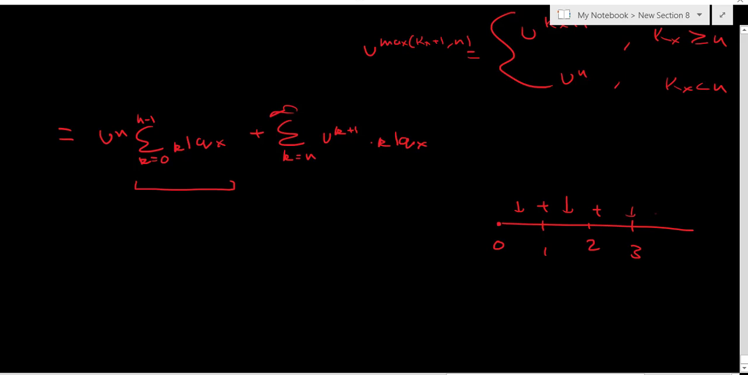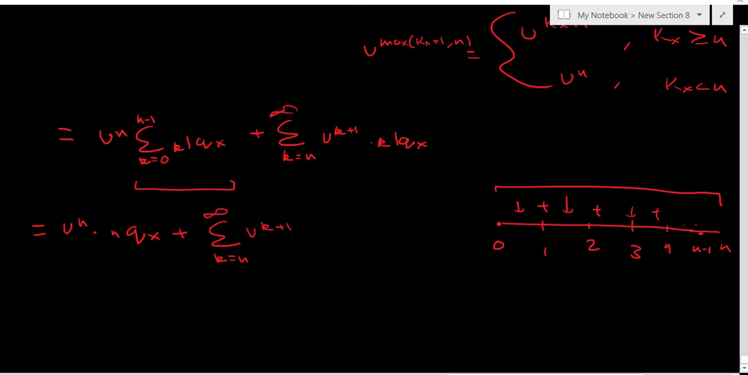Okay, so or he dies between time 3 and 4, going up till the probability that he dies between time n minus 1 and n. So this is basically the probability that the person dies between time 0 and n. All these mutually exclusive and exhaustive outcomes added together, so this just becomes v^n into n q_x, that is the probability that the person aged x dies within the next n years, plus the sum over k from n to infinity of v^(k+1) into k deferred q_x.